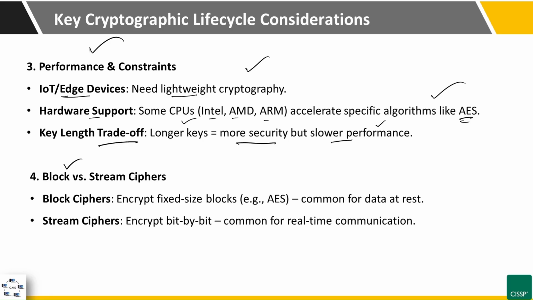Block versus stream cipher. These are two types of cipher, two ways to encrypt data. Block ciphers encrypt fixed-size blocks. For example, AES encrypts data in fixed sizes, and it is commonly used for data at rest. Stream ciphers encrypt data bit by bit, and are common for real-time communication, such as serial communication.